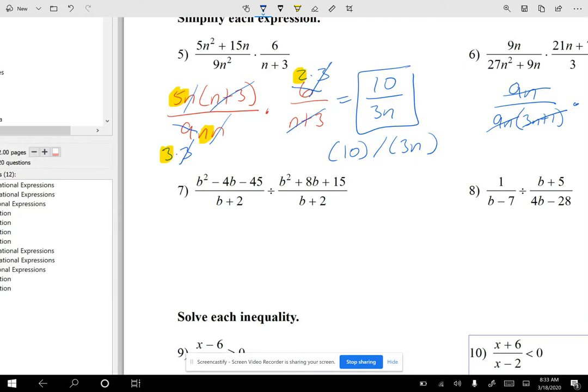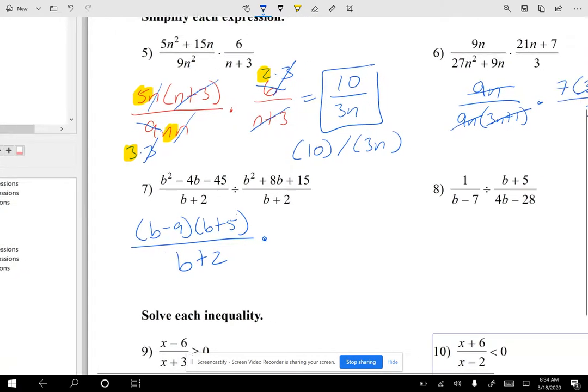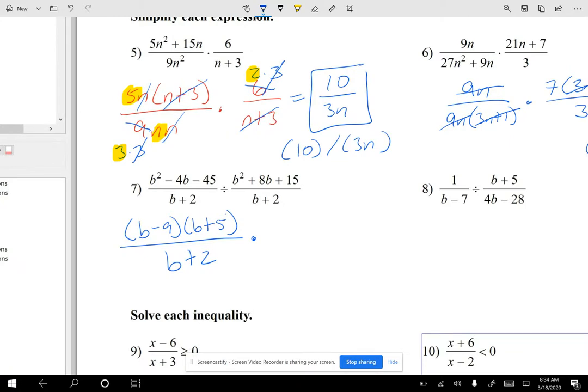It's division now. Division, let me factor the first fraction first. You can factor using synthetic division, or you're using the X method we used to use, whichever method you want. You should get b minus 9 times b plus 5 over b plus 2. I'm going to change this to times. It's division, but I'm going to change it to times. But the second fraction, I'm going to flip. I'm going to use the reciprocal.